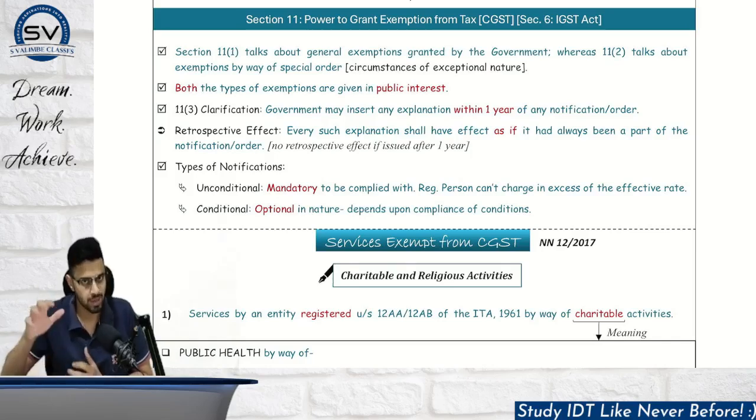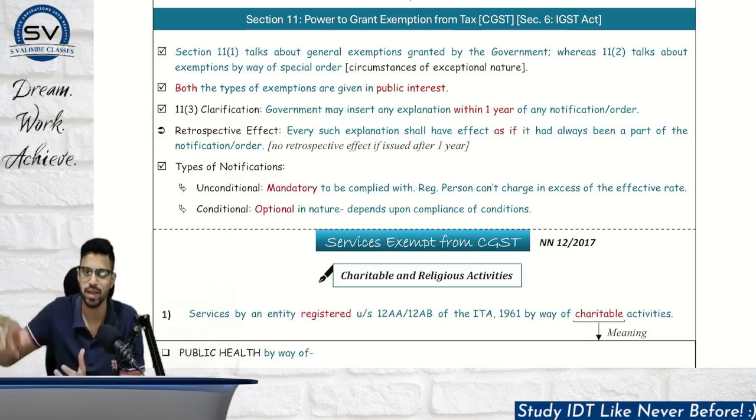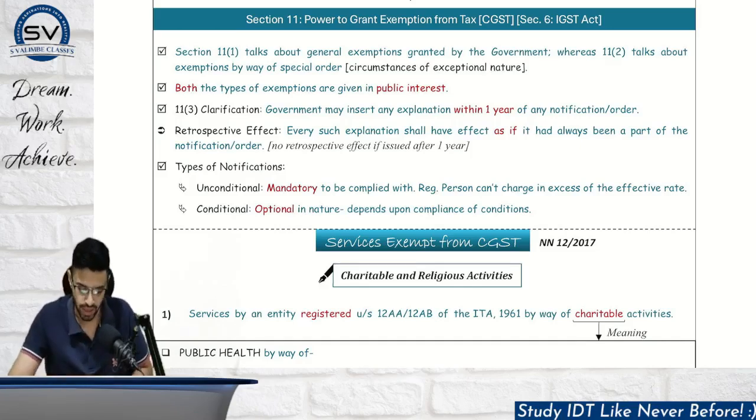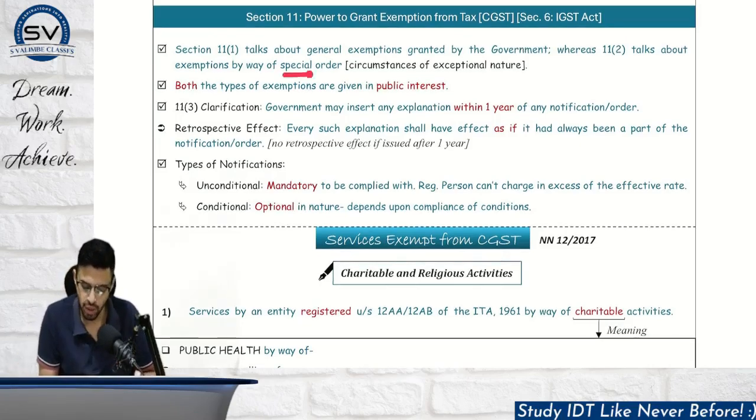Special power, the special order that is given for exemption, it is also in public interest, but that is generally restricted to some area, some people, but the entire objective is public interest only. So don't commit this query, don't write that general is in public interest, but special is for only 1 or 2 persons. No, that is also in public interest, but the nature is special. Okay, so 11.1 and 11.2 give the basic powers of granting exemptions. And special order is basically for circumstances of exceptional nature.